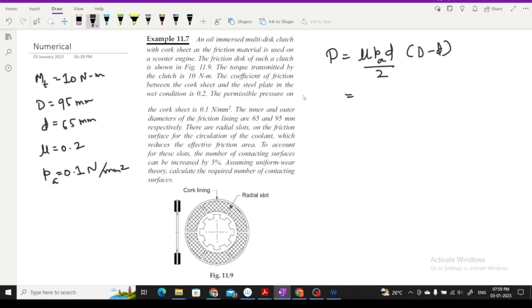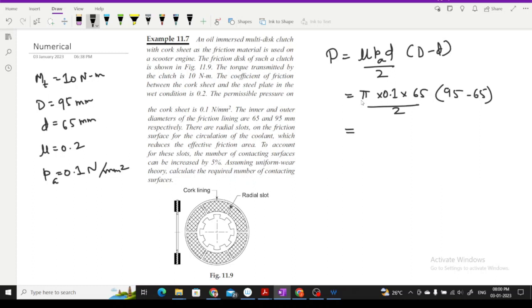Can anyone tell? Kundi 8.5? Sorry? Kundi 8.5 Newton. This will be pi into 0.1 into 1.95, 65 by 2 into 95 minus 65. So now, can you tell me? How come it will be 1.95? Here it is 30 by 2, that is 15. So 65 into 15 into 0.1 into pi.